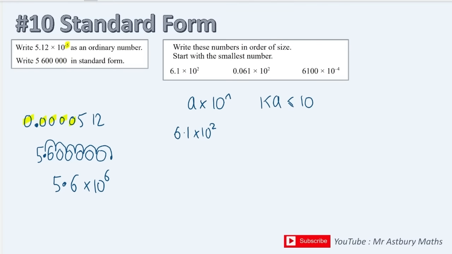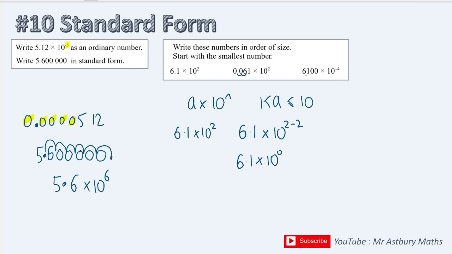The next one, if I want to have it as 6.1, I need to multiply by 10 twice. And in order to keep this balanced, I'll then need to divide by 10 twice. And that will take 2 powers off the 10. So this will be 6.1 times 10 to the 0.